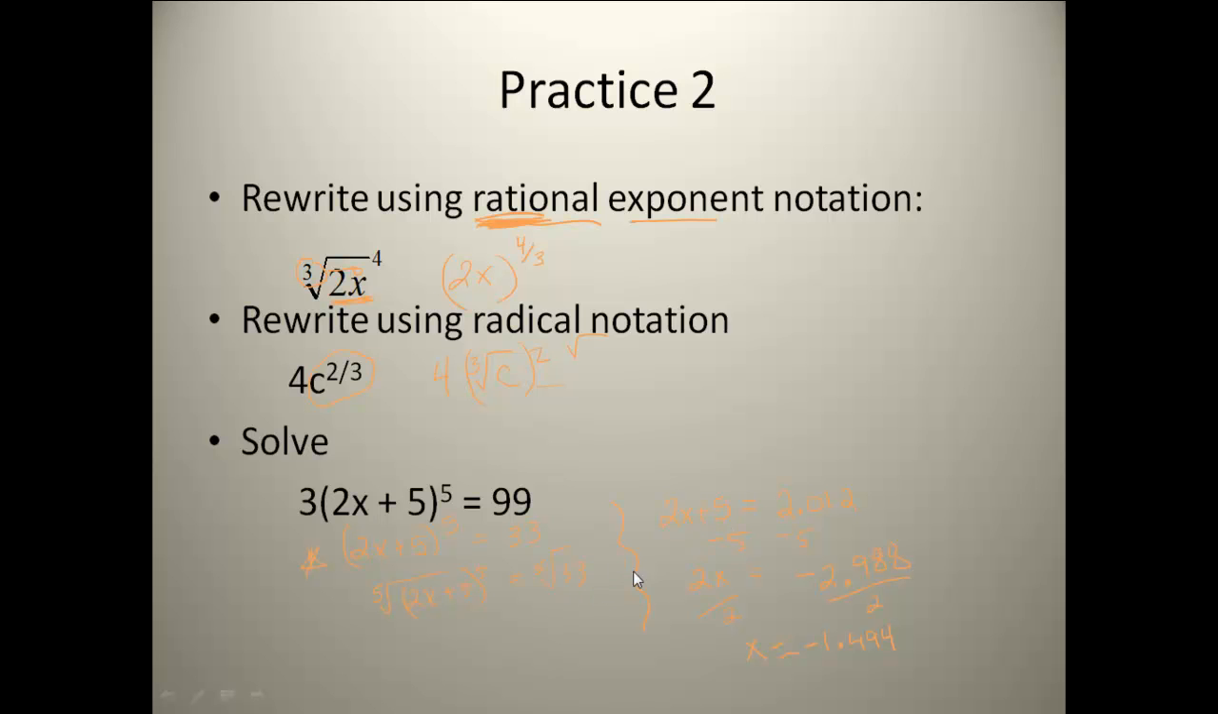When I take the 5th root of the left side, the 5th root and the 5th power cancel each other out, so I'm left with 2x plus 5. And then the 5th root of 33 is about 2.012, so that's a rounded decimal again. Then I can finish solving it using algebra. Subtract 5 from both sides, divide by 2, and I got x to be about negative 1.494 or so.